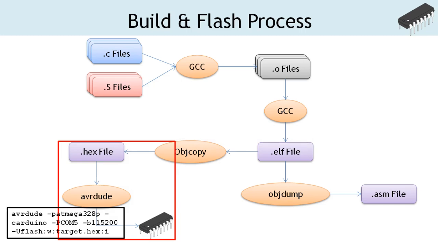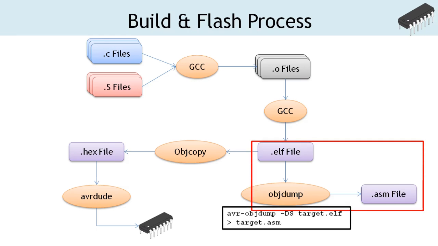The AVRDUDE is used to program the on-chip flash memory. I have already discussed the various options used in the command. To recap, the "-p" option defines the microcontroller being programmed. The "-c" option defines the programmer used. "-P" option defines the port. "-b" option overrides the default baud rate defined for the programmer in the config file. And the "-U" defines the memory operation to be performed.